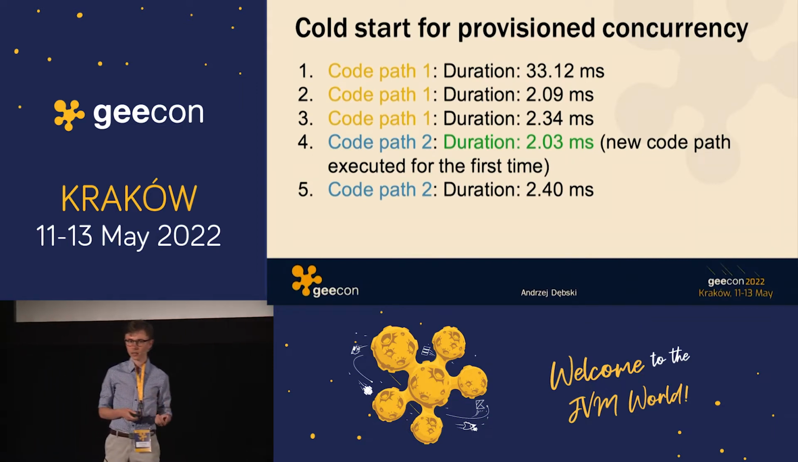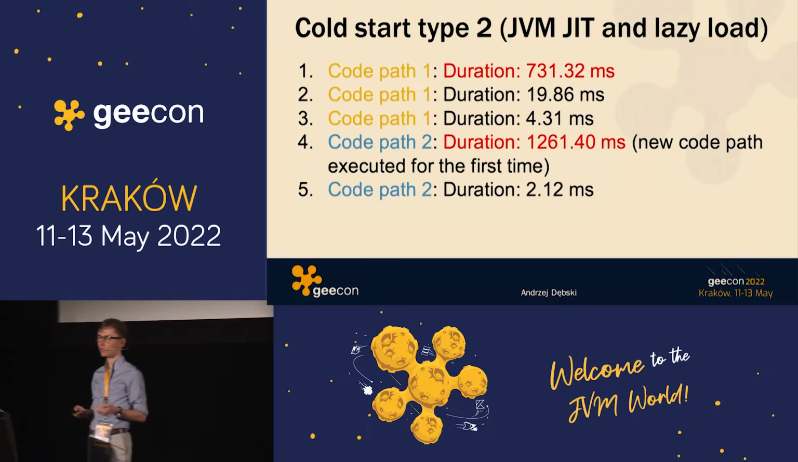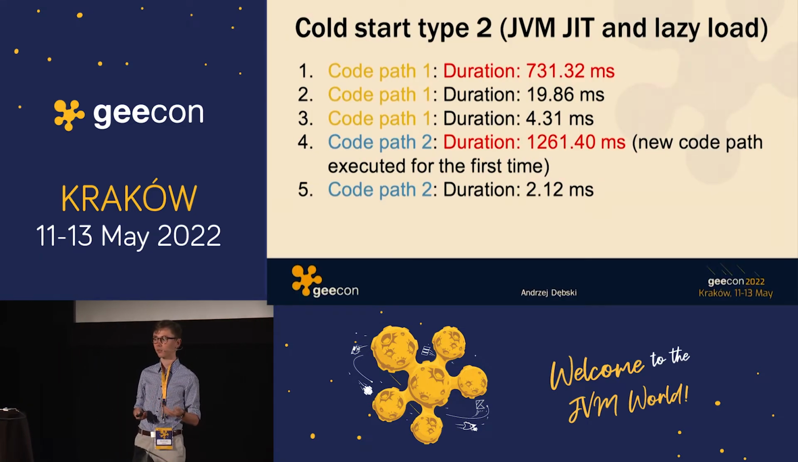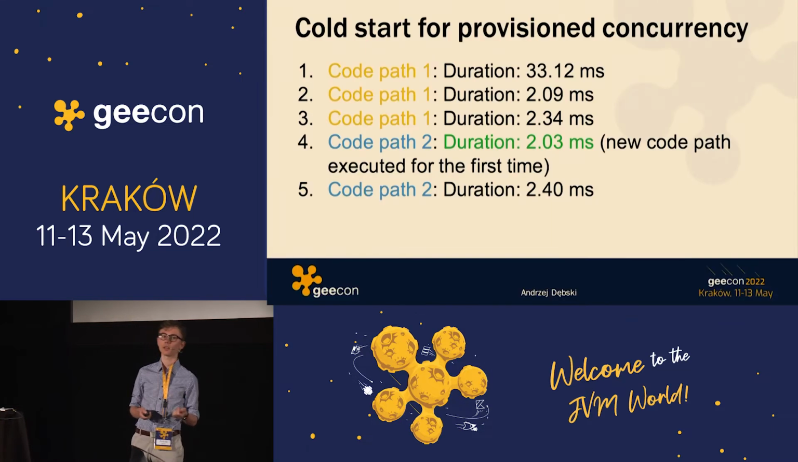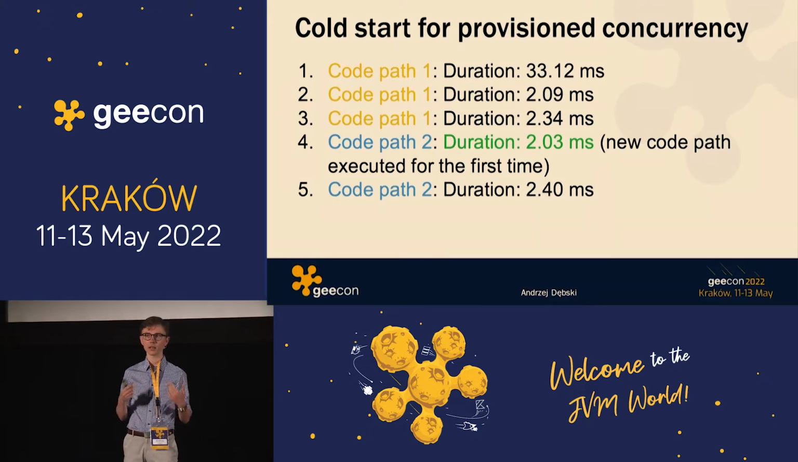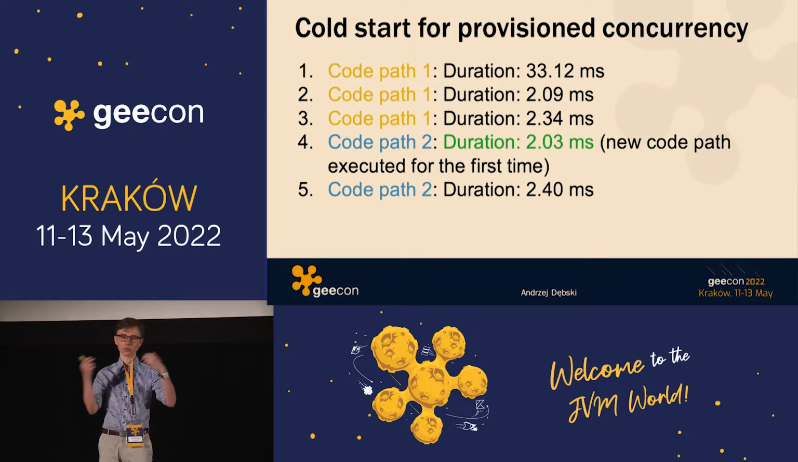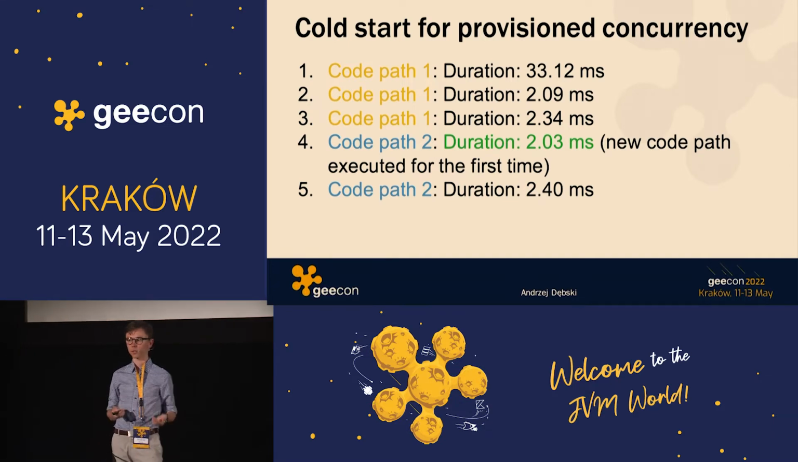So we see that already, the first request to code path 1 is 33 milliseconds. Without the provisioned concurrency and pre-warming, it was 700 milliseconds. So that's already a significant improvement. The 33 milliseconds is probably because there are still classes that are not loaded, or code that was never executed. For example, when the Lambda receives your request, it does some things to it initially. But the improvement is significant. The subsequent requests are fast. This is something we would expect.